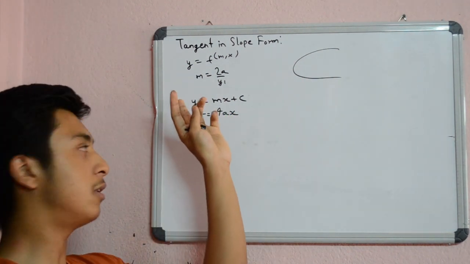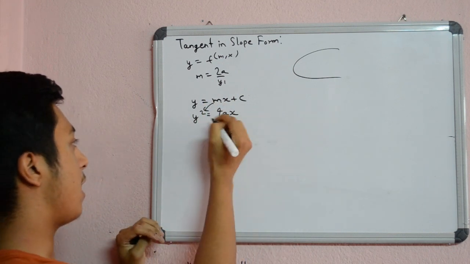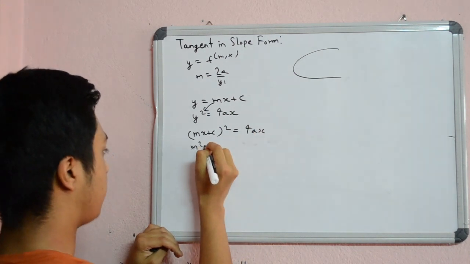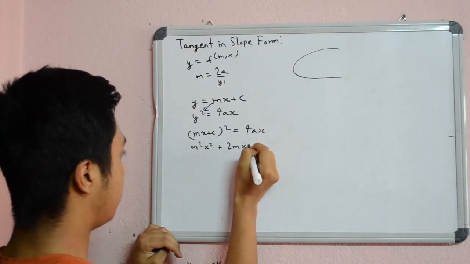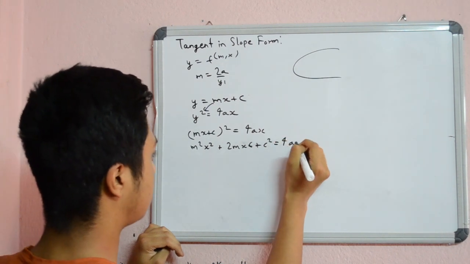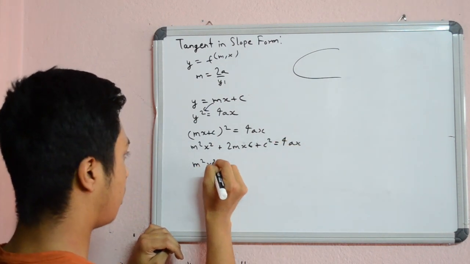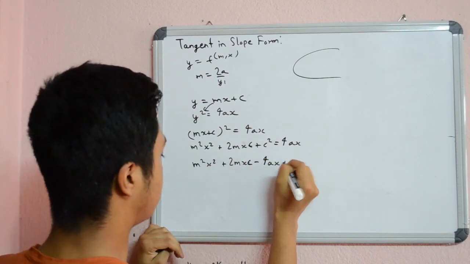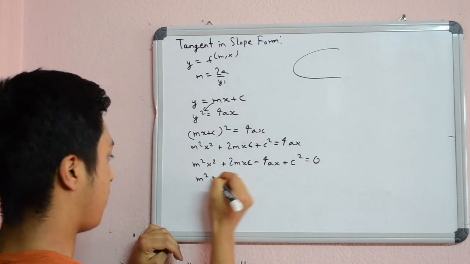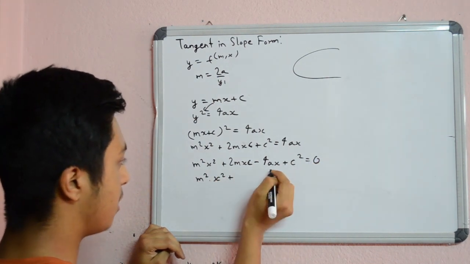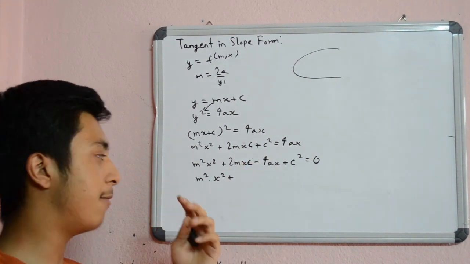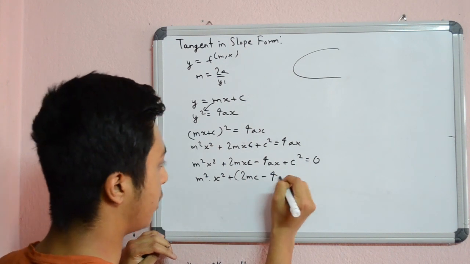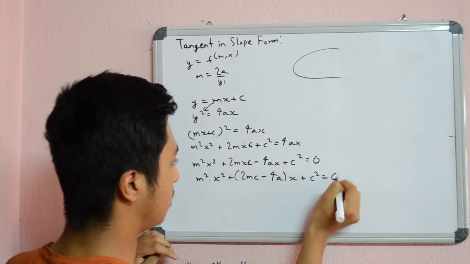And simply substitute the value of y in here, and you'll get mx plus c whole squared is equal to 4ax. So m squared x squared plus 2mxc plus c squared is equal to 4ax. So we'll have m squared x squared plus 2mxc minus 4ax plus c squared is equal to 0. We'll have m squared x squared plus, here we want to isolate the x such that we have a kind of quadratic equation. So you'll have (2mc minus 4a) times x plus c squared is equal to 0.